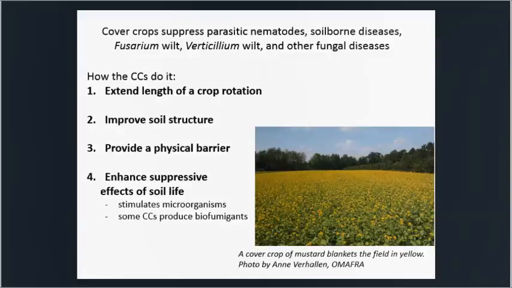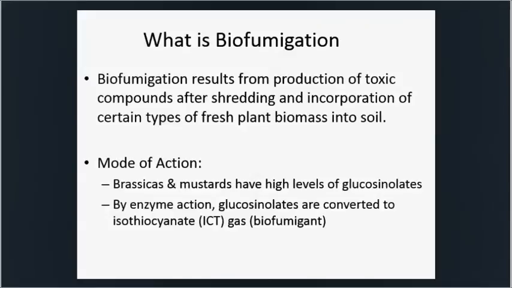And then some cover crops produce biofumigants. And at this point, what's biofumigation? Those of you that may know about nematodes in soil and know about chemicals may recall something called methyl bromide that is actually injected into the soil and held in there to kill nematodes. A similar gas is produced by brassicas and mustards by an enzyme action and is effective also at killing nematodes. So isocyanate is a gas that is produced by these crops that can actually kill nematodes.